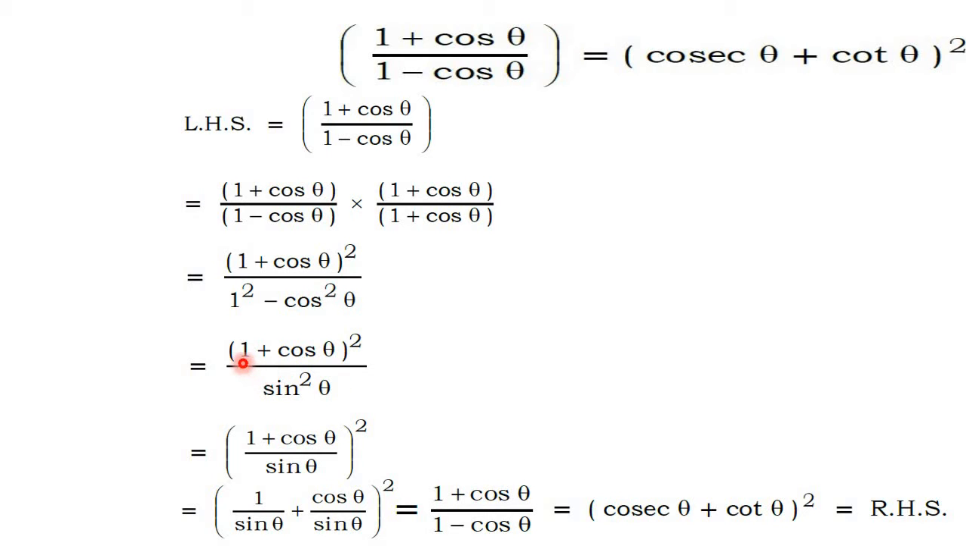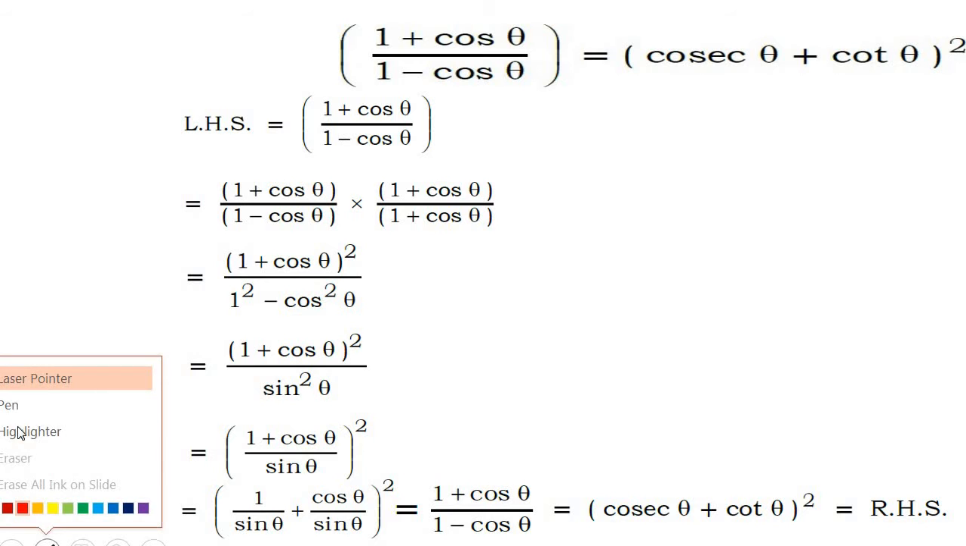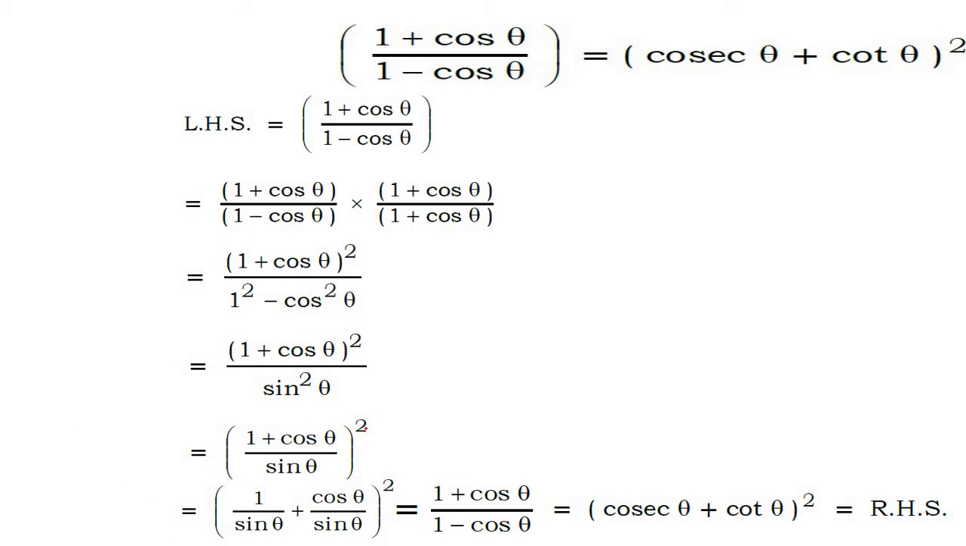The numerator is (1 plus cos theta) whole square as it is. Here (1 plus cos theta) whole square is there, and sin square theta is there. So let us write (1 plus cos theta) divided by sin theta whole square. So this square is applicable for both numerator and denominator. Here 2 is there, here also 2 is there. Therefore, we can write (1 plus cos theta) divided by sin theta whole square.